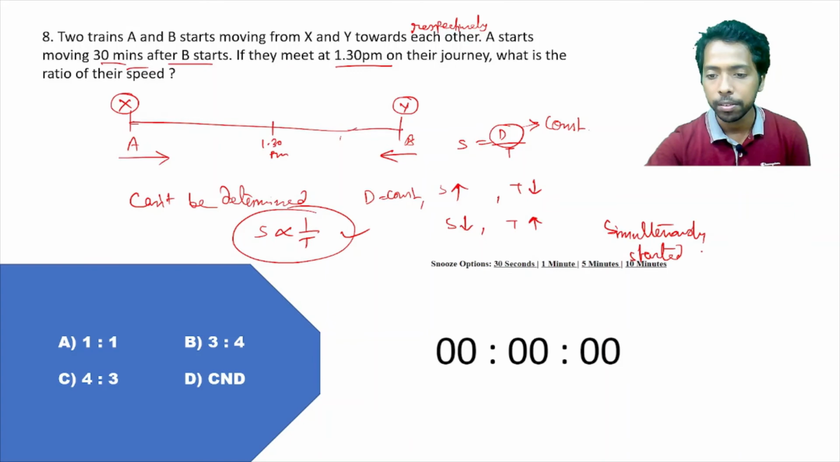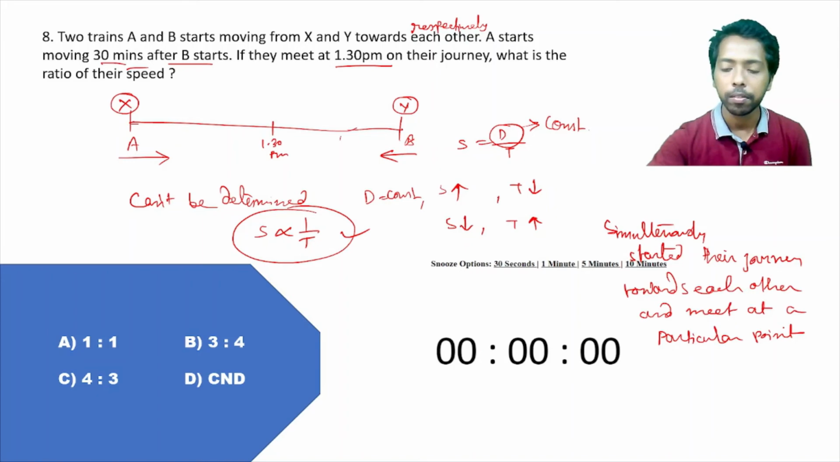started their journey towards each other and meet at a particular point, right? Then also here the meeting time is not given, but it's saying that simultaneously started, the same time they have started, but the meeting point where they are meeting at that particular point timing is not given.